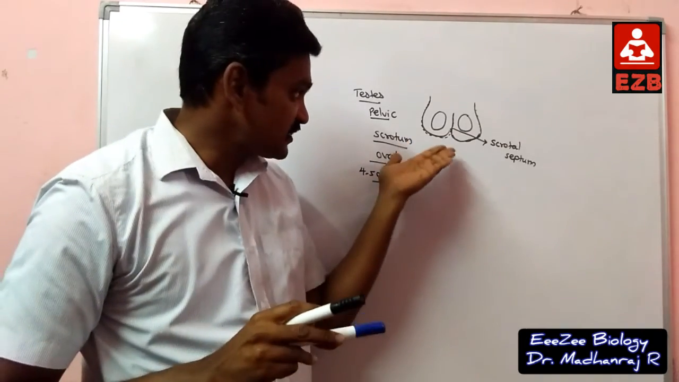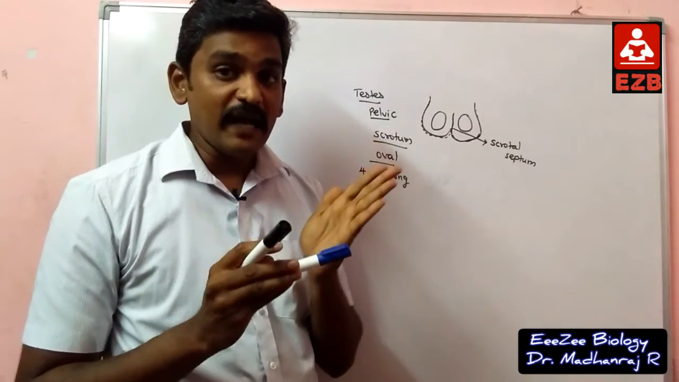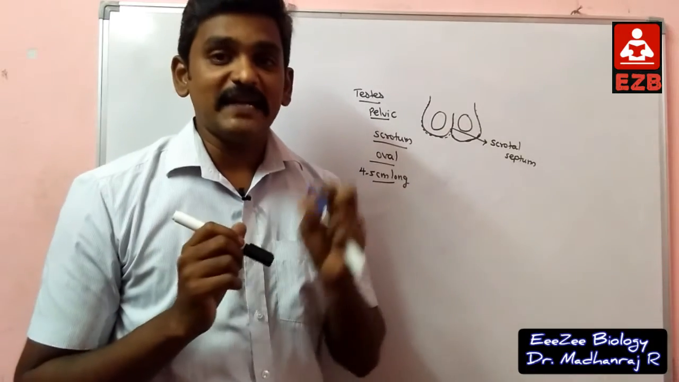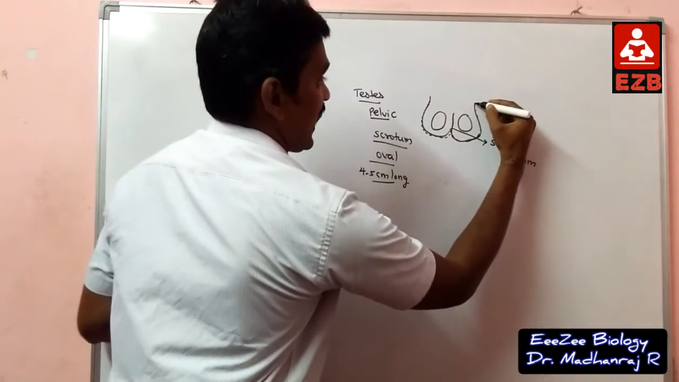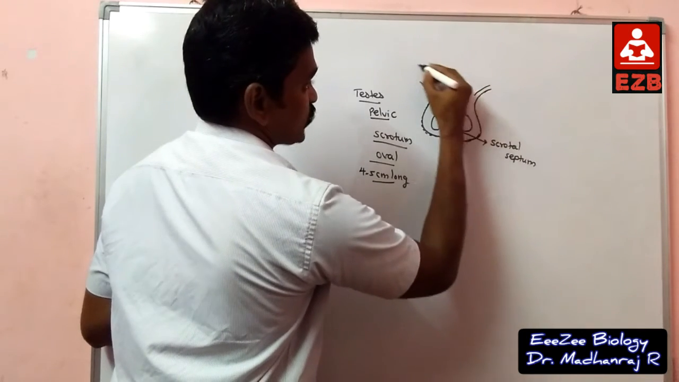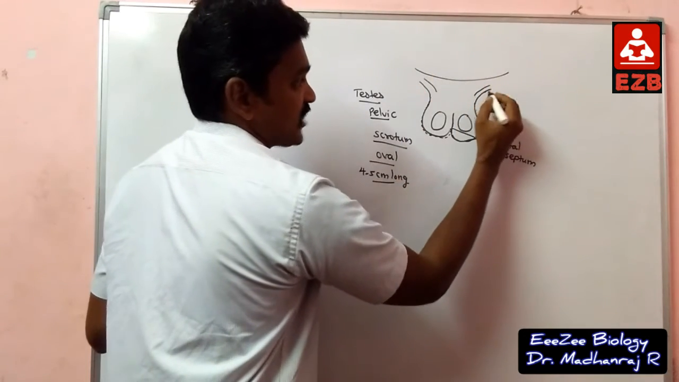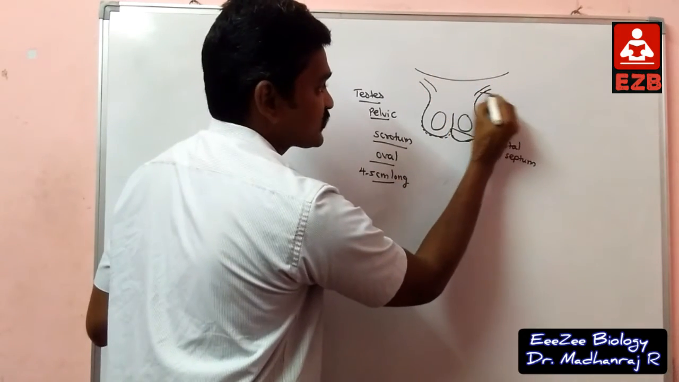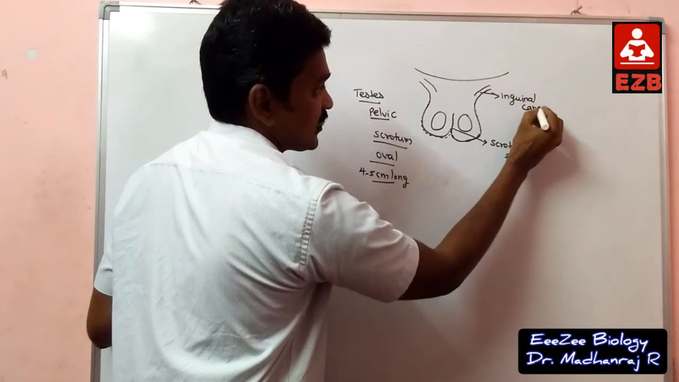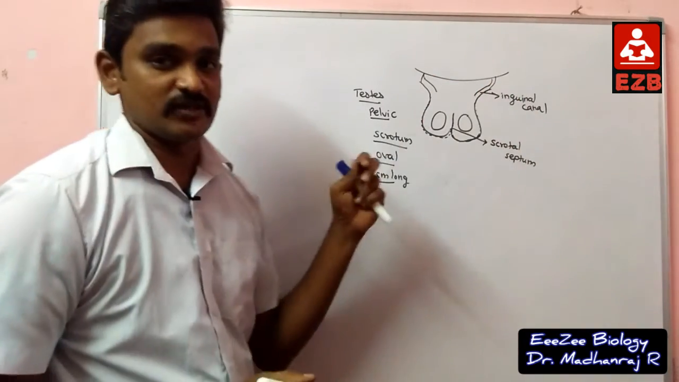The next important thing is that this is outside the abdominal cavity, right? So they have to be attached to the abdominal cavity. How will they be attached? They will be attached with a structure like a canal, you can see here. Here you have the abdominal cavity, the abdomen, and here only they will be attached. This canal is called the inguinal canal. So through the inguinal canal only they will be attached to the abdomen region.